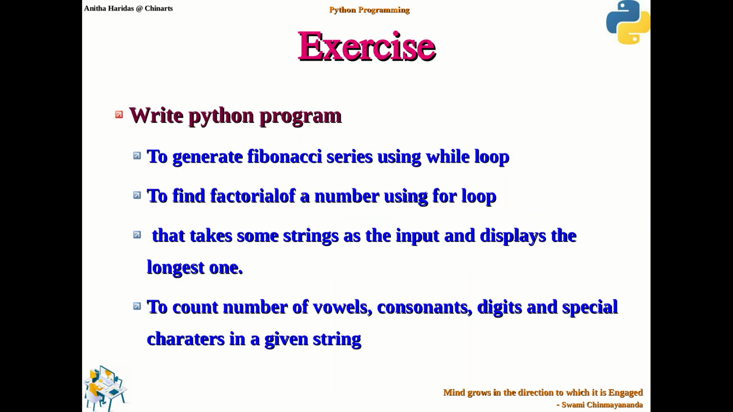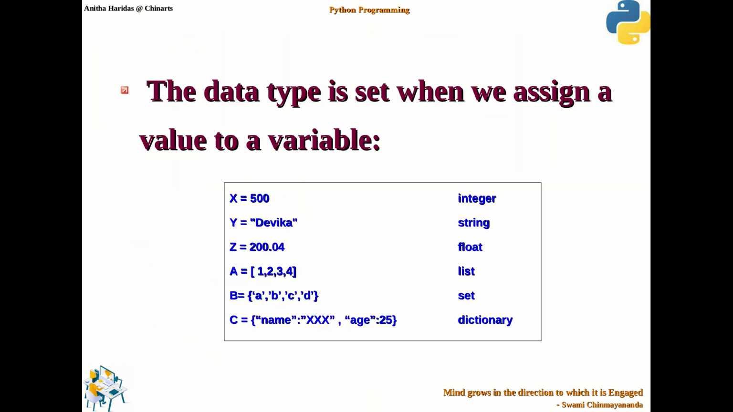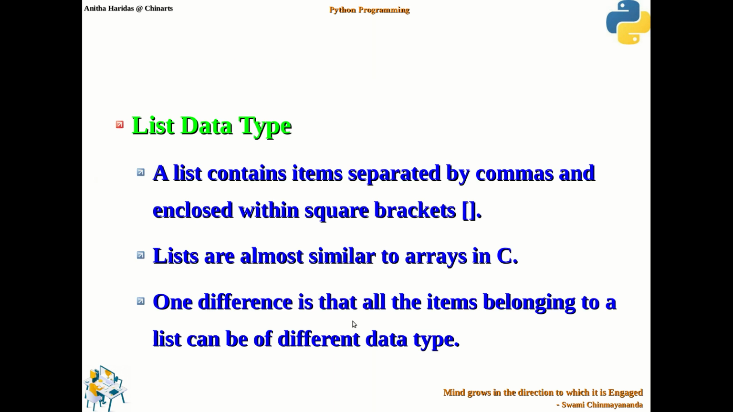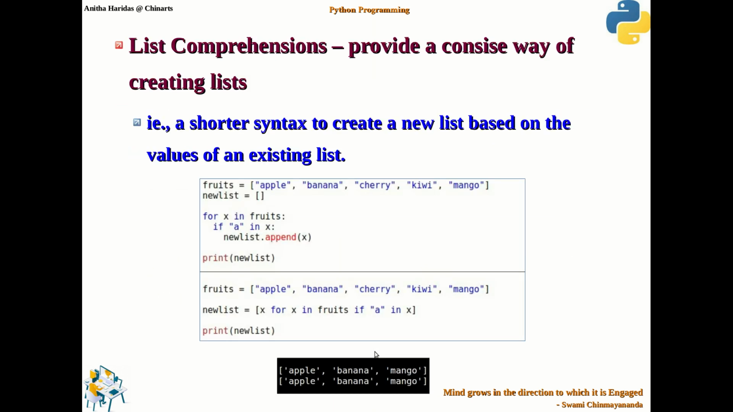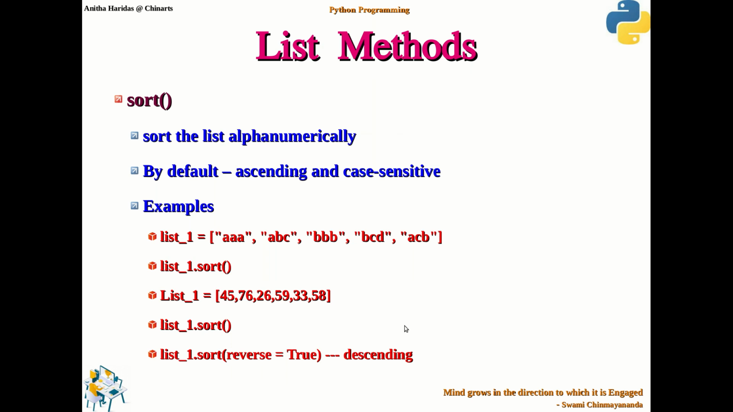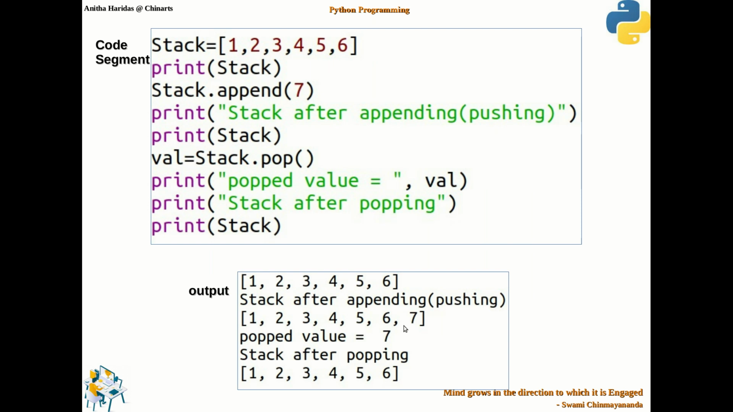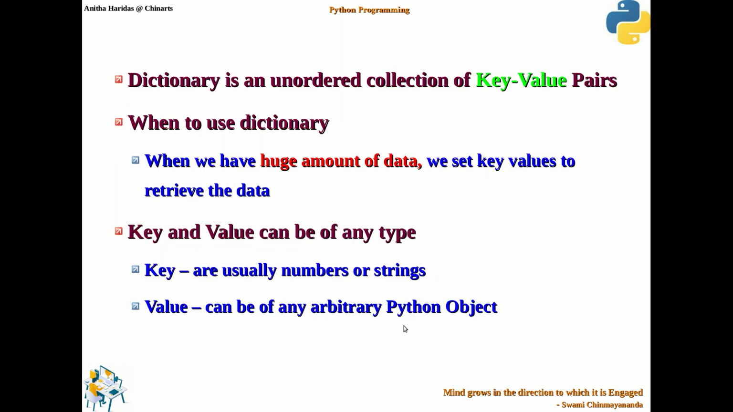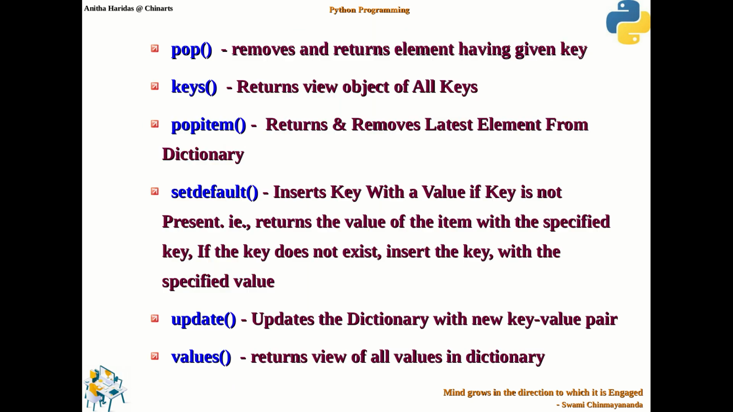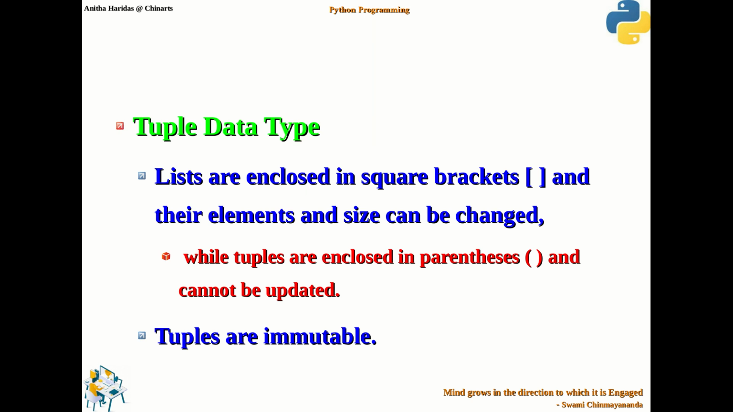The iterative statements we discussed, the enumerate function, then the different data types, in which we had discussed the list data type in detail, including the list comprehensions. All the methods and functions of list were also discussed. Then we talked about the dictionary data type with a few examples, and all the methods and comprehension of dictionary were also discussed. In this video, we are going to talk about the tuple data type.